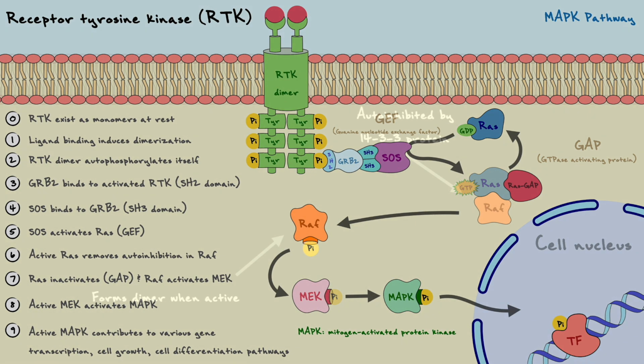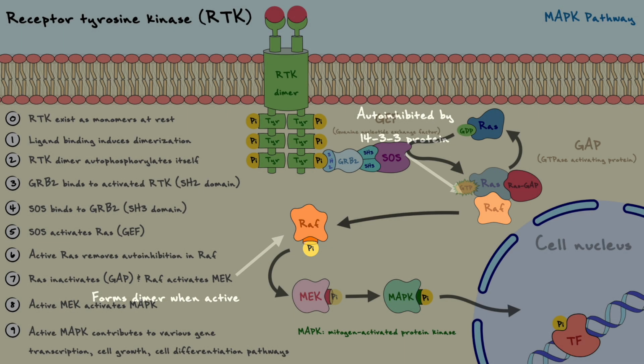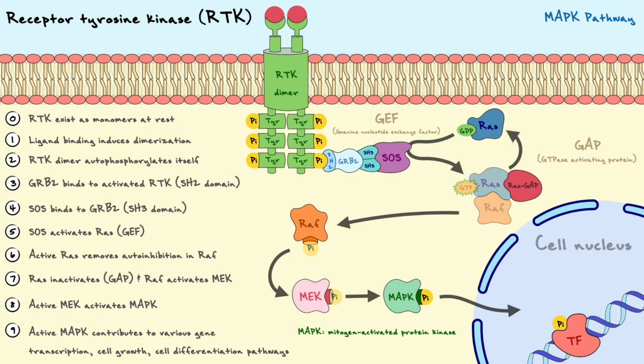Secondly, the autoinhibition in RAF is carried out by a small molecule named 14-3-3, and the binding to RAS causes the dephosphorylation of 14-3-3 and the partial activation of RAF. Thirdly, when RAF is activated, it forms a dimer. But these are small details that you can consider on your own. In all, the most important points from the MAPK pathway are shown here.